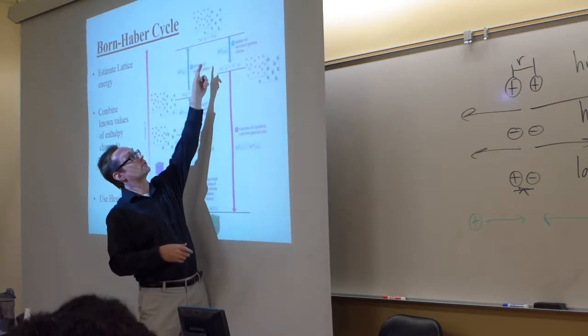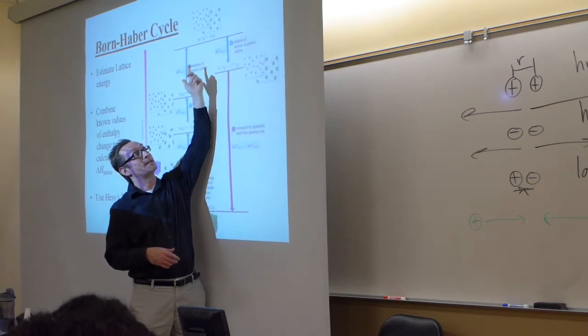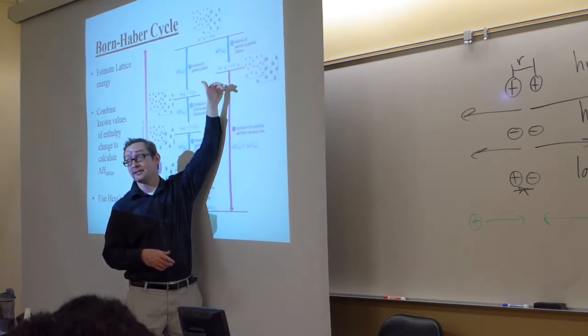But then from there, chlorine goes from neutral to -1. Why are we going down in potential energy? Why are we going back down at that point?